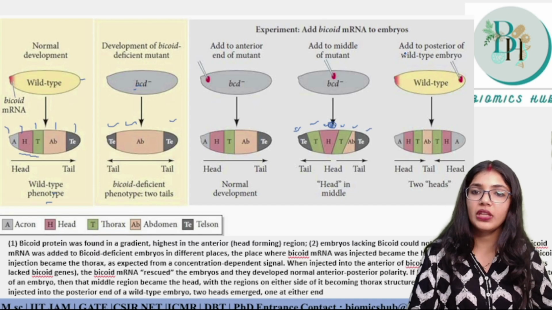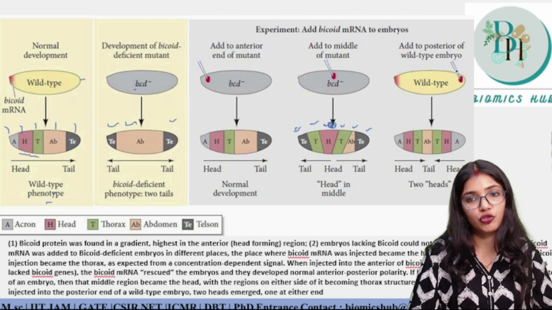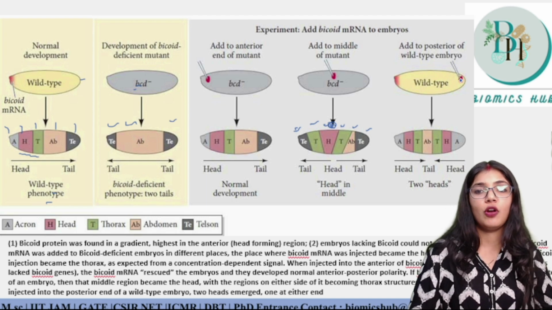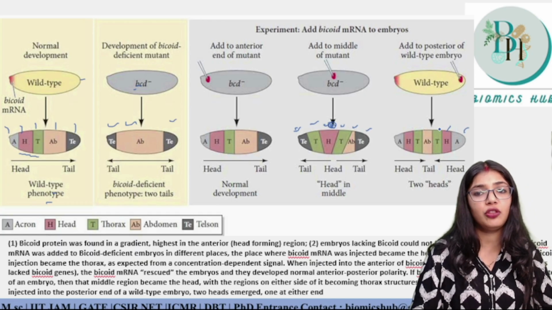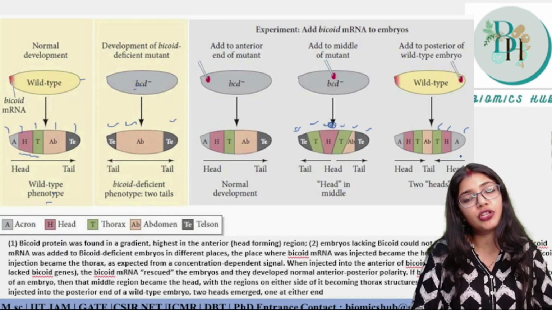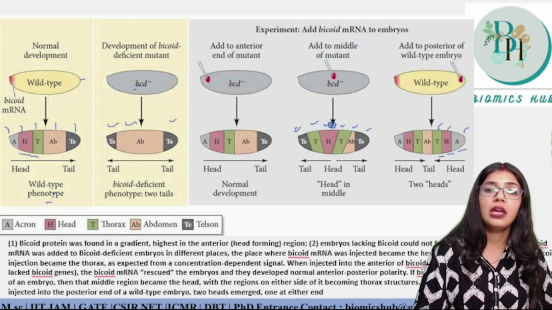Now this condition: bicoid added to the posterior pole of the wild type embryo. If this is a wild type embryo and in the posterior portion we again give bicoid, so bicoid was responsible for formation of acron, head and thorax, now in the posterior portion also there will be acron, head and thorax. This is how the mutation case of the bicoid protein takes place.